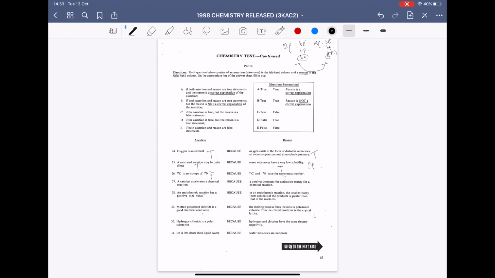Number 27. A catalyst accelerates a chemical reaction. That's true. So basically there are about 5 things that affect the rate of reaction. The first one is pressure. Second is temperature. Third is nature of reactant. The fourth is presence of a catalyst, and the fifth is surface area.